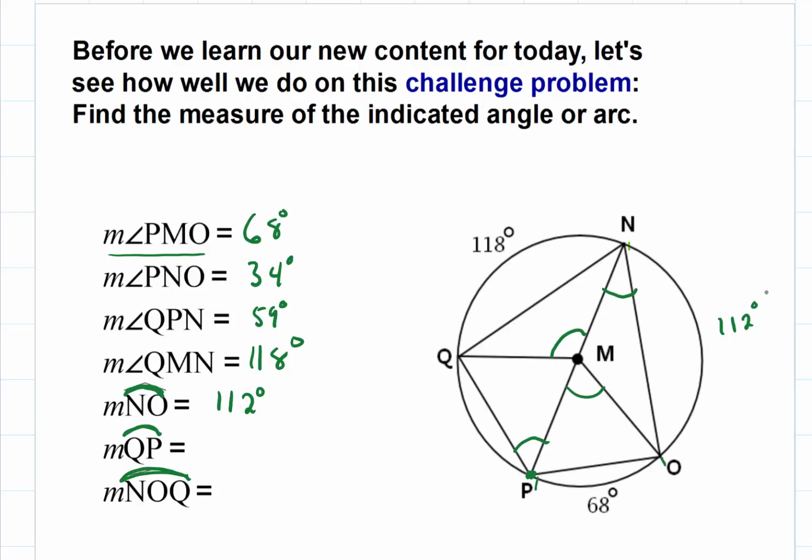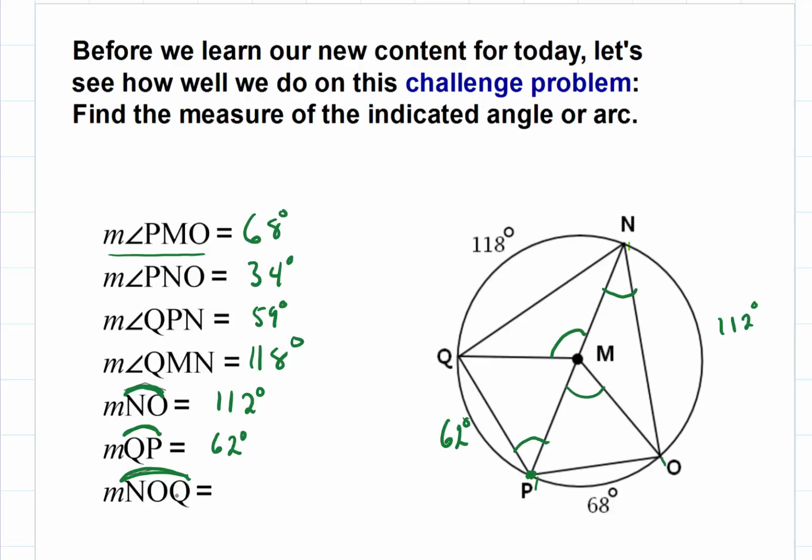Next we'll look for the measure of arc QP. That's this arc right here, and we have the same relationship. If this was a semicircle over here, well, this is a semicircle over here also. So 180 minus 118, 62 degrees.